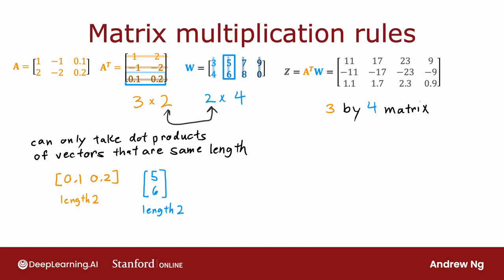And that's why matrix multiplication is valid only if the number of columns of the first matrix, that is A transpose here, is equal to the number of rows of the second matrix, that is the number of rows of W here. So that when you take dot products during this process, you're taking dot products of vectors of the same size. And then the other observation is that the output Z equals A transpose W, the dimensions of Z is 3 by 4. And so the output of this multiplication will have the same number of rows as X transpose and the same number of columns as W. And so that too is another property of matrix multiplication.